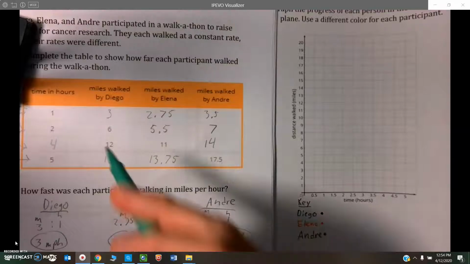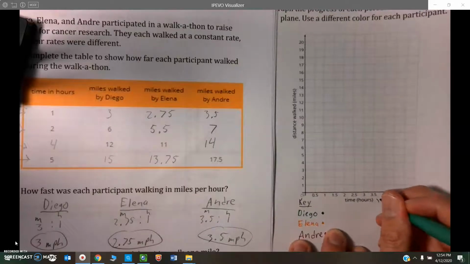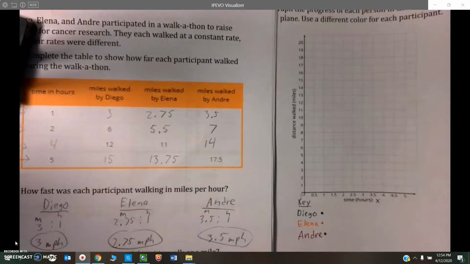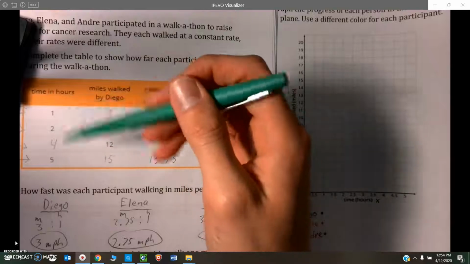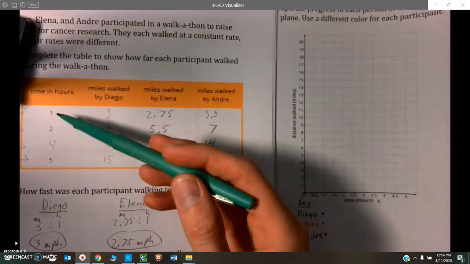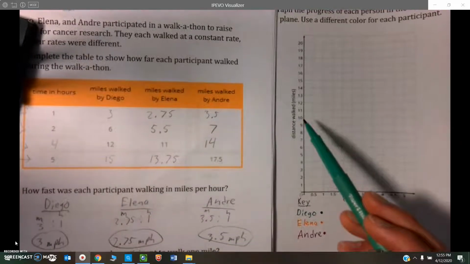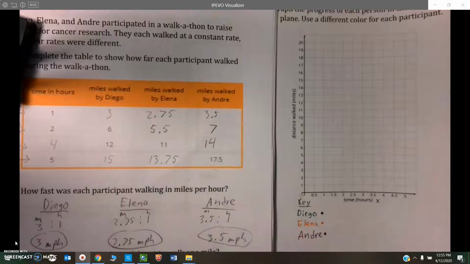So, looking at our table and looking at the graph, I can see that my x-axis is the time in hours. And so, once again, they all share the same time in hours. So, here's how far they all go in 1 hour, 2 hours, 4 hours, 5 hours. Now, what's different about them is how far they walk in each hour. So, let's start graphing, and we're going to start with Diego first. Diego is really nice because all of his distances per hour were whole numbers.